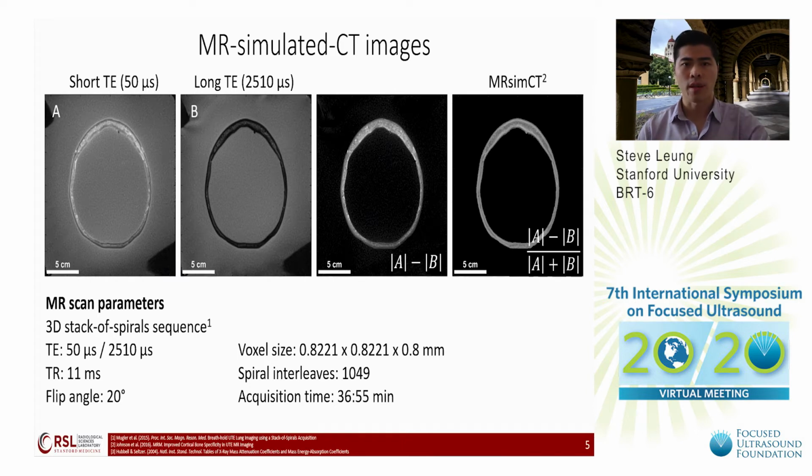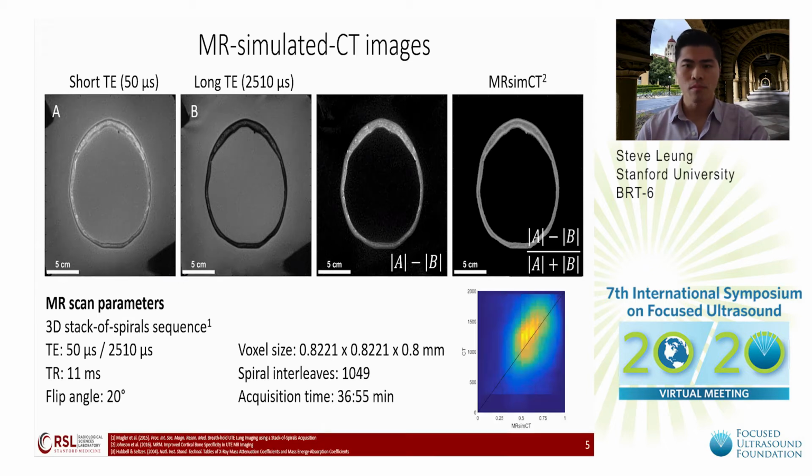MR sim CT spans a range of 0 to 1, 0 denoting water and 1 denoting bone. We can use this as a bone fraction multiplier and scale linearly to Hounsfield units, spanning a range of 0 to 2000. The joint histogram shows good agreement between MR sim CT and CT Hounsfield units.